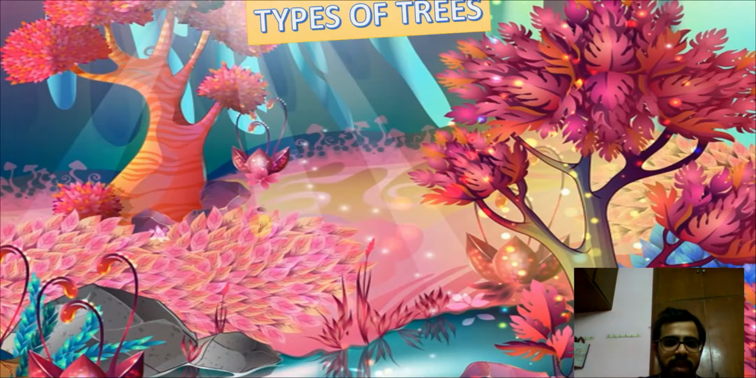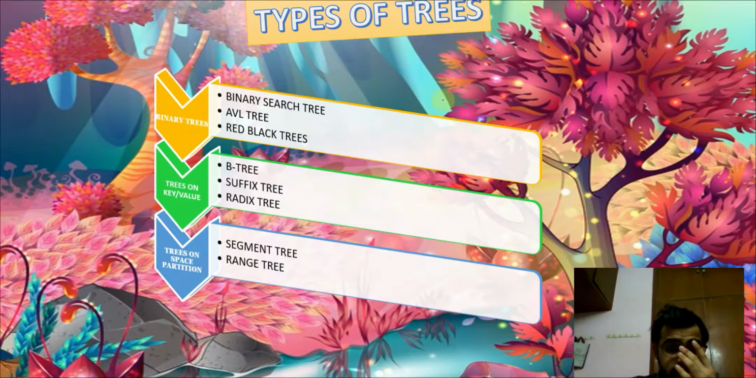Let's explore further. Let's see the types of trees we are going to have. We basically have a lot of trees here. The main concept in this video is binary trees, and there are a lot of binary tree subdivisions as well. There's the search tree, the AVL tree, and red black trees. And there are other trees based on key value, which are basically for searching optimization.